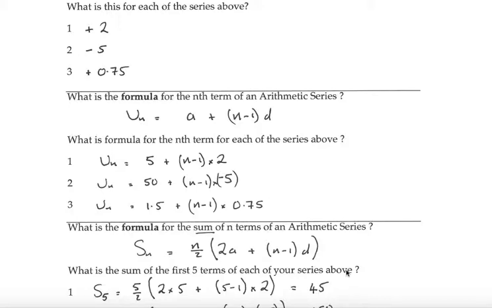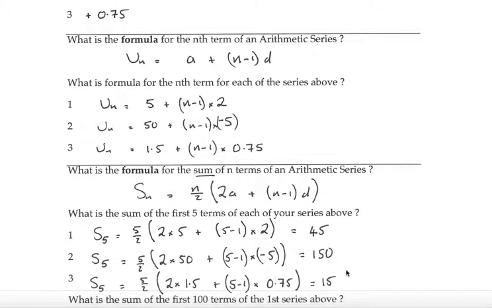So you might want to pause the video here and see if you can do the calculations for the sum of the first 5 terms of the second and third series above. And your answers should have been 150 and 15. So I'm adding up 5 terms, so 5 over 2 in both cases, 2 times the first term, plus number of terms minus 1 times whatever is the common difference for that series.